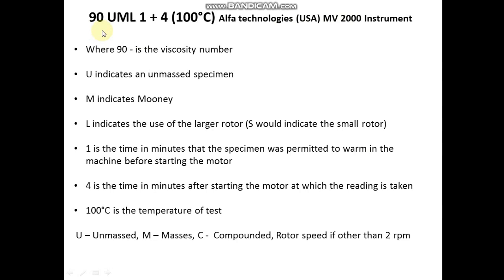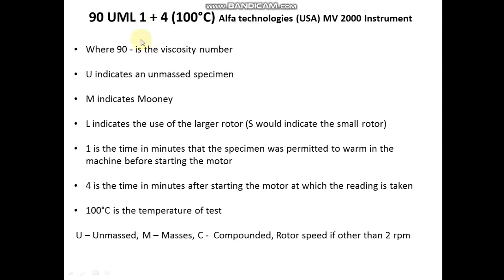So what are the things behind this notation? 90 means the viscosity number, the achieved viscosity of our rubber sample. Then U indicates unmasticated specimen, right? M indicates what? M for Mooney. L indicates the large rotor. If we have used a small rotor, we have to use capital S there.